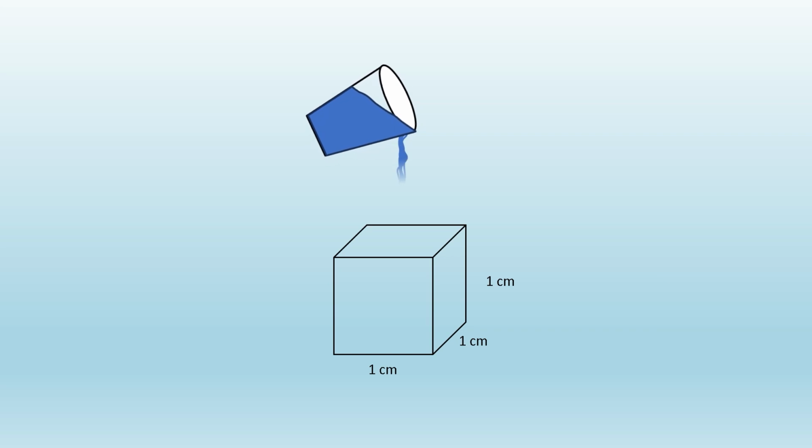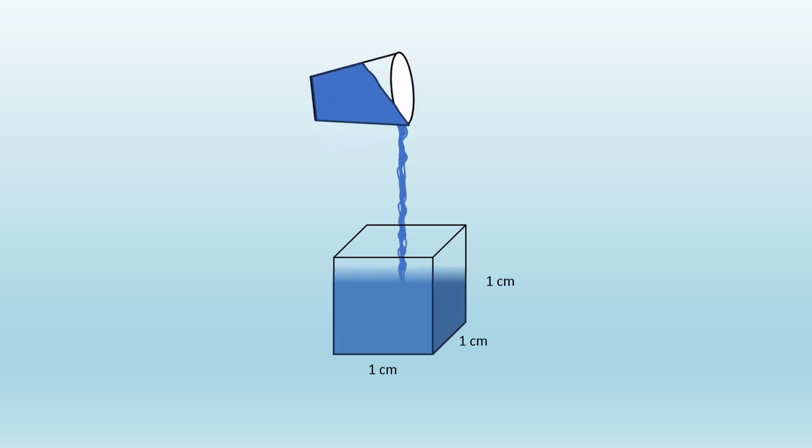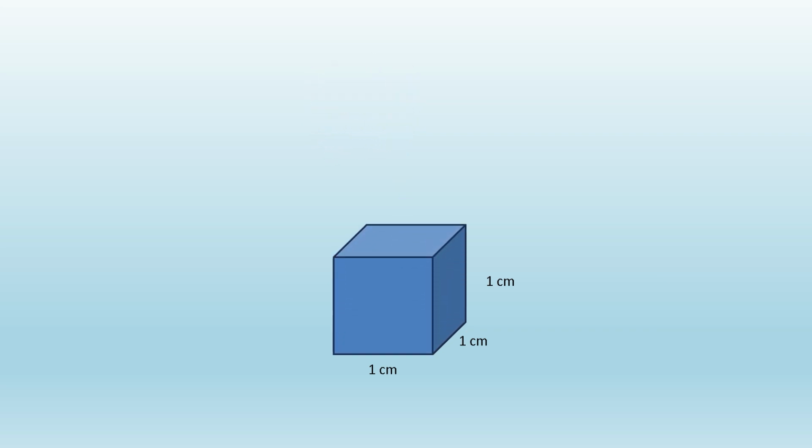Now let's see what is the amount of liquid in 1 milliliter. The height of the glass box, which you can see, is 1 centimeter. The length of it is 1 centimeter. The width of it is 1 centimeter. Now let's fill this box completely with water. This is the amount of 1 milliliter.